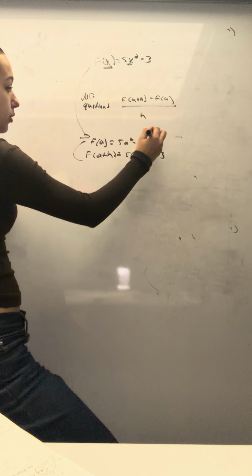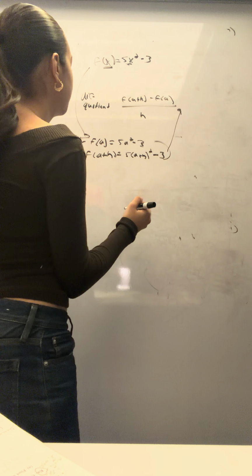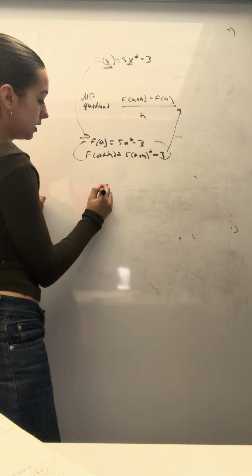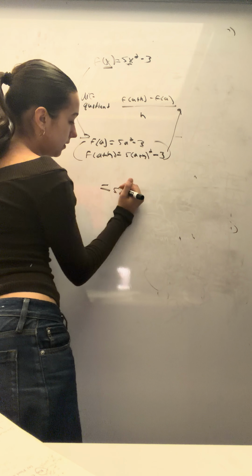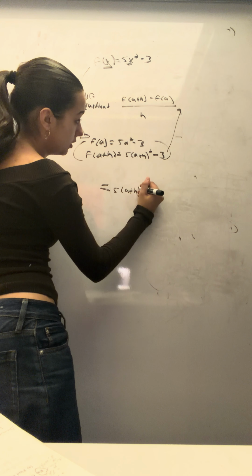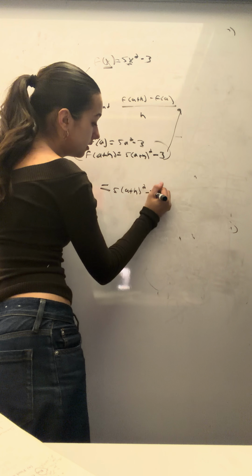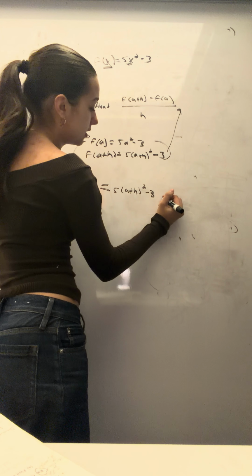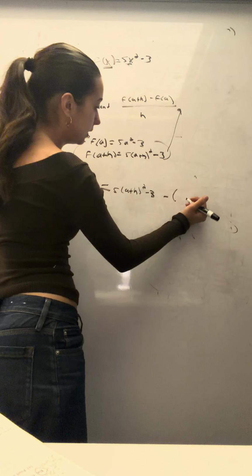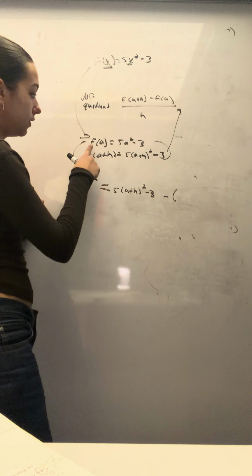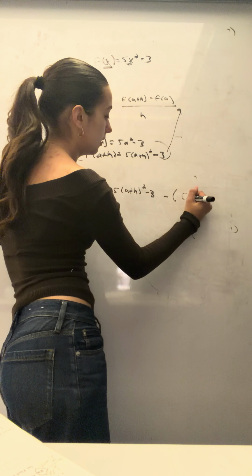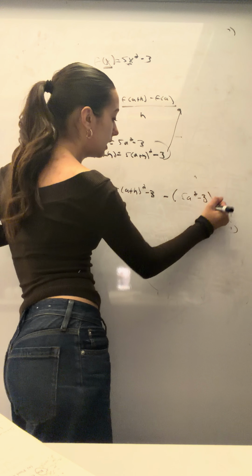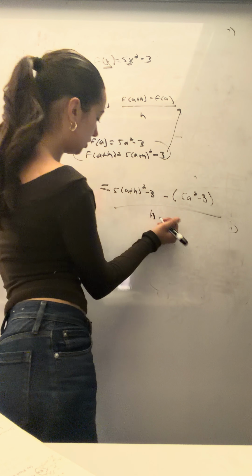So now that we have both components of our equation, we can plug them into our difference quotient. So it's equal to this right here, 5 times a plus h squared minus 3. Drop that subtraction sign. I'm going to put parentheses around our next part just so I don't confuse ourselves here. Minus f of a, which is 5a squared minus 3, and it's all over h.